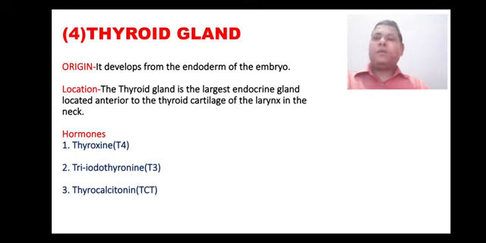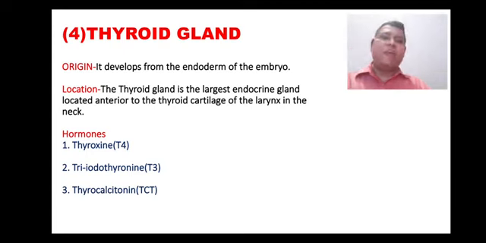Number 1, they regulate the metabolic activities of the body. Number 2, they stimulate protein synthesis. Number 3, they increase heat production, thus they maintain body temperature. They help in metamorphosis of the tadpole into an adult frog. If the thyroid gland of the tadpole larva is removed, the larva fails to change into an adult.